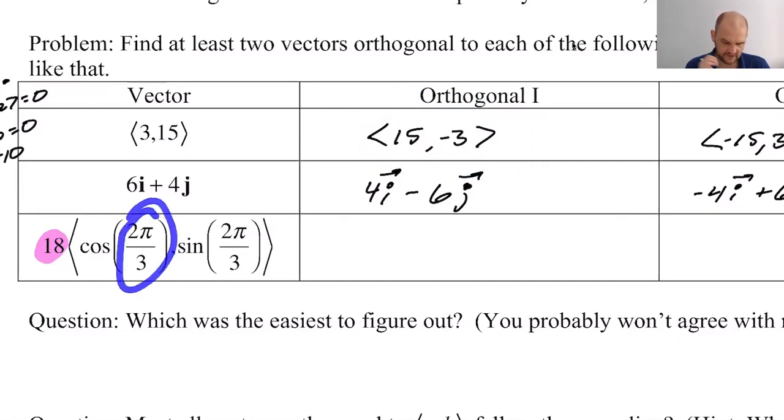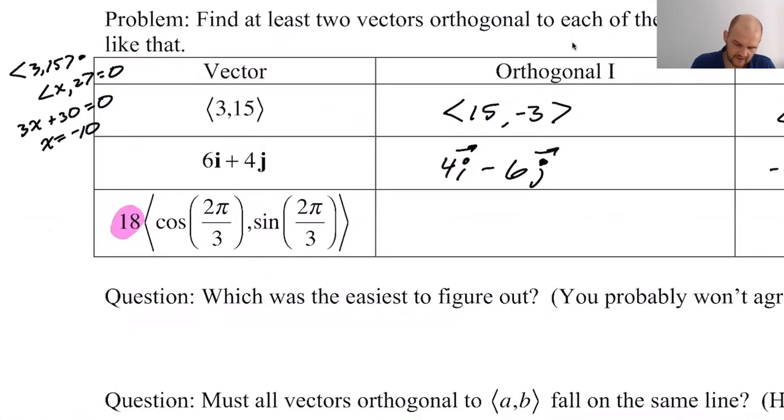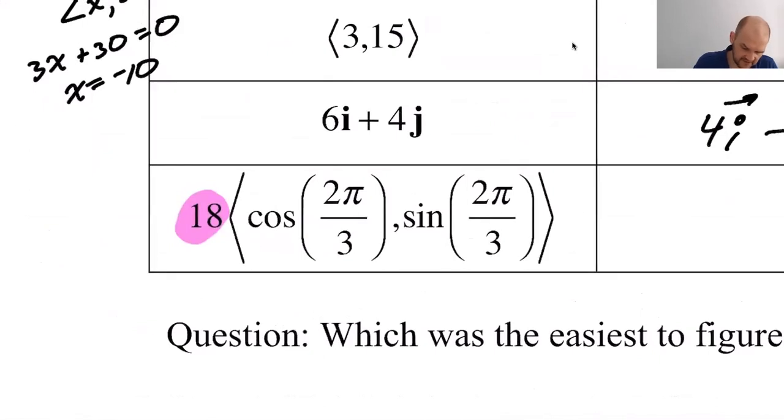2 pi over 3. Okay, so 2 pi over 3 is the direction angle. So I already know that I really need bigger margins on these notes. I already know that there's no reason for me to use, hold on.